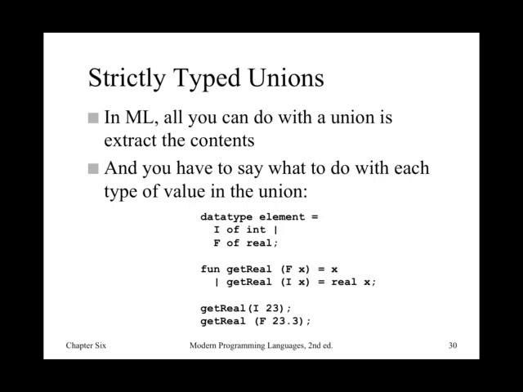It actually tells you that F and I are functions, which changes the game a little bit in ML. Then, and this is not in the book, when I called getReal with I 23, and then called getReal with F 23.3, which is clearly a real number, I got a value. When I did getReal I 23, I got 23.0. When I did F 23.3, I got 23.3.